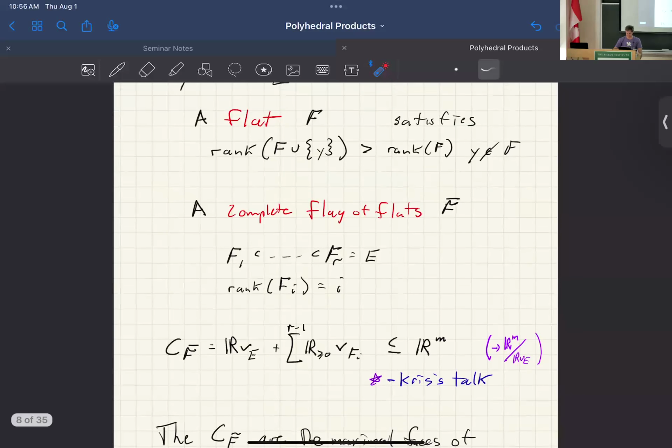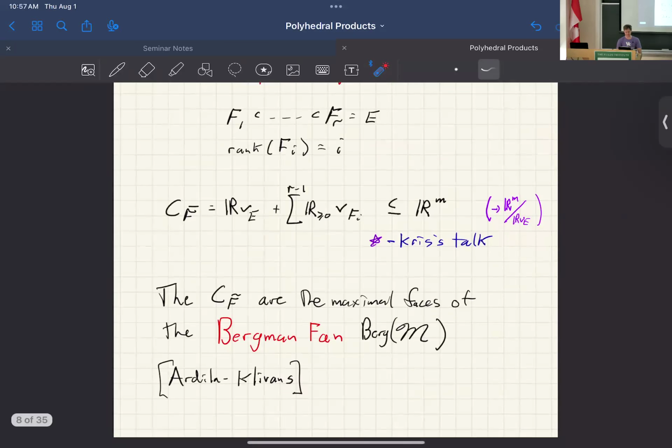So for any complete flag of flats, we can form a cosimplicial cone. Here's how we make it. We take the indicator vector of the whole set, the all ones vector, and we take the line through it. And then we add the positive span of the indicator vectors of the flats from the flag. This is a nice cone in R^m, and these form the maximal faces of the Bergman fan of the matroid. It is important, like we heard in Chris's talk, that we consider this not as just a set, but as a fan. All right. So now we have a polytope and we have a fan.